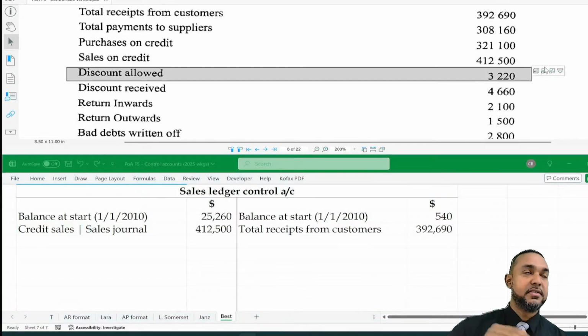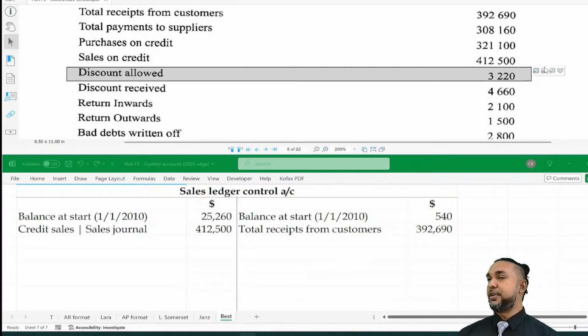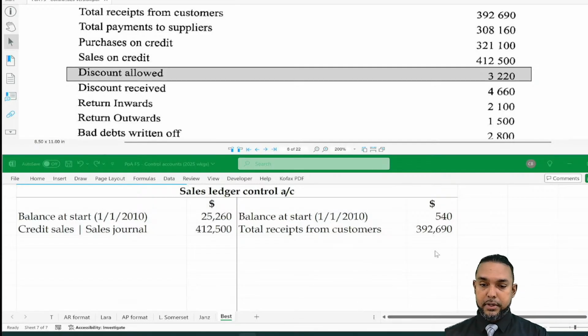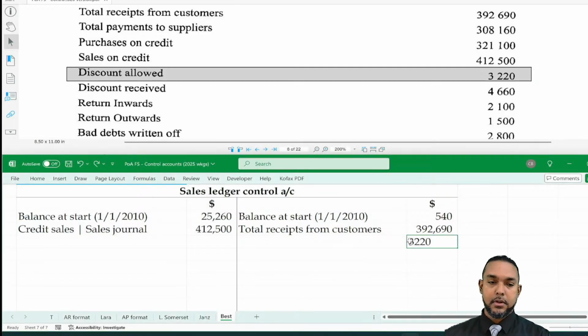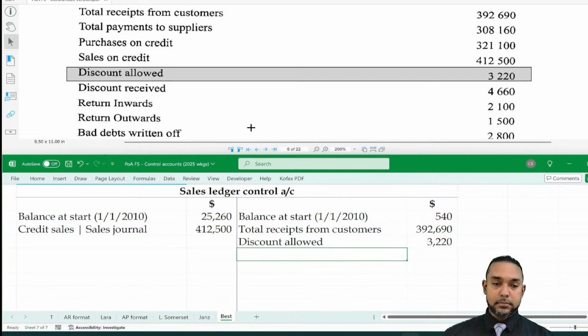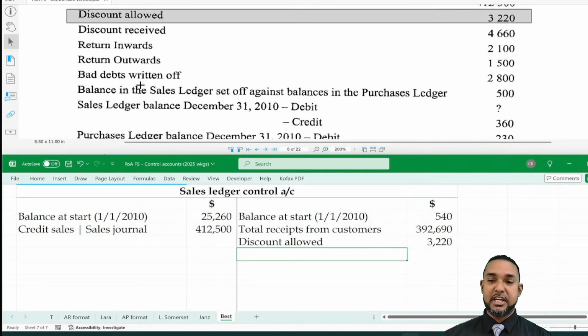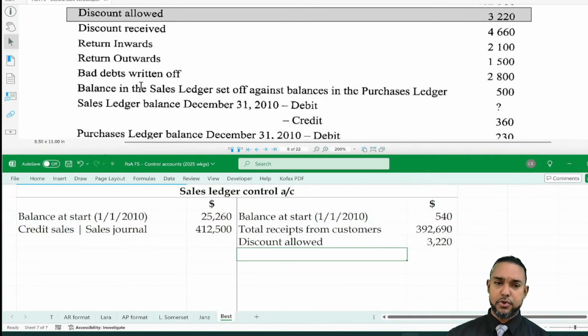Now, here's the question. What effect does allowing discount have on the amount of money that you could expect to receive? It decreases it, right? If somebody owed you 105 and they say, don't worry about the 5, give me 100, right? Just write it off. What you've done is you have decreased the amount of money you were expecting to receive, right? And to decrease an asset, you have to go on the credit side. We go in here, right? Discount allowed. All right, so discount received would have to go in the purchases ledger control account.